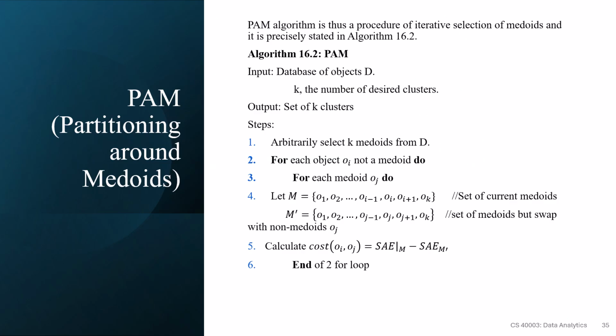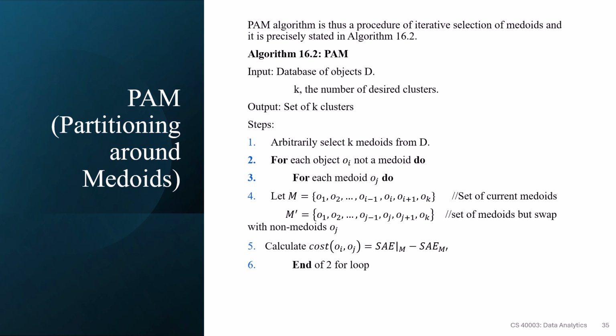The partitioning around medoids algorithm is a procedure of iterative selection of medoids, given precisely in the following algorithm. Input is the database of objects containing all the objects in the dataset D. K is the number of desired clusters. Output from this algorithm will be the set of K clusters. Step 1: arbitrarily select K medoids from the dataset D. Step 2: for each object Y that is not a medoid, iterate the following statements.